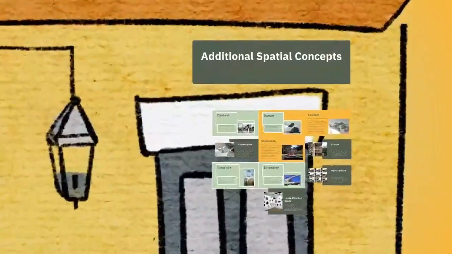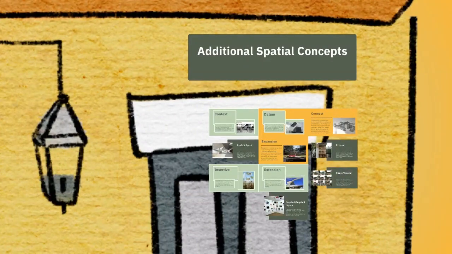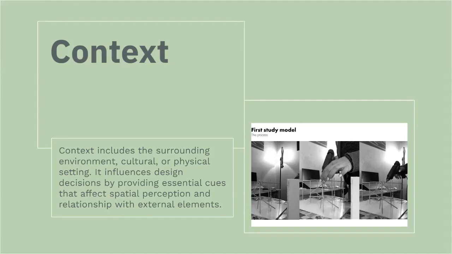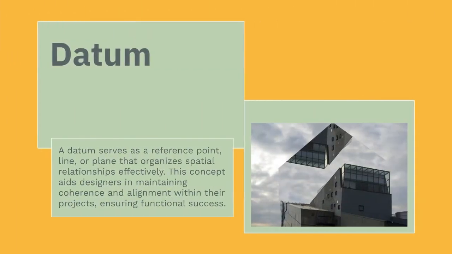So, next we are going to talk about some additional spatial concepts. And the first one here on our list is context. Context includes the surrounding environment, cultural, or physical setting. It influences design decisions by providing essential cues that affect spatial perception and relationship with external elements.